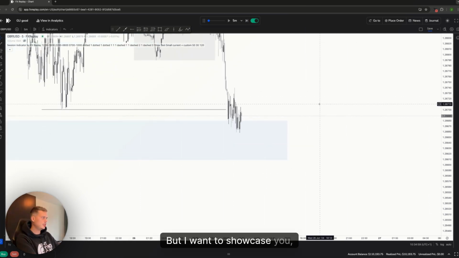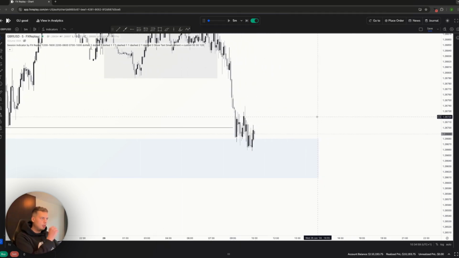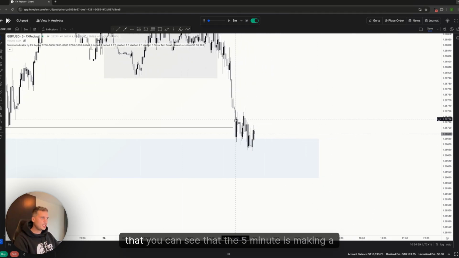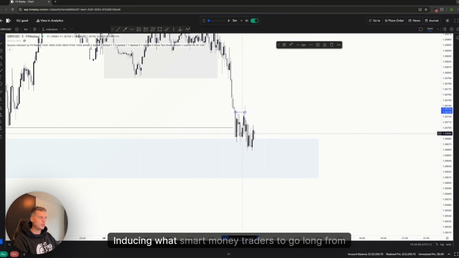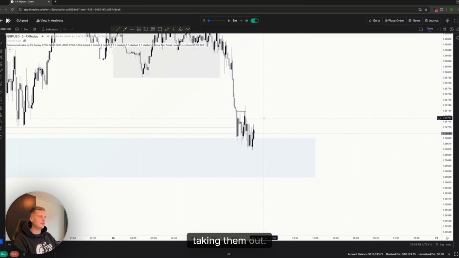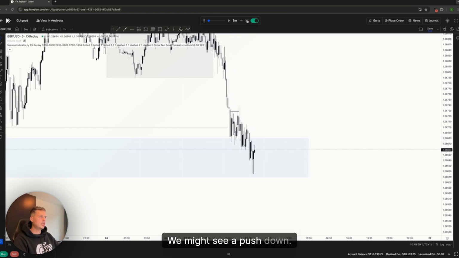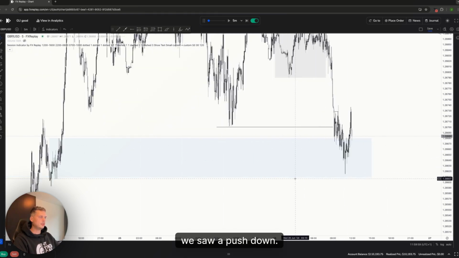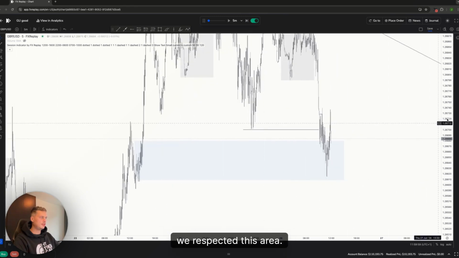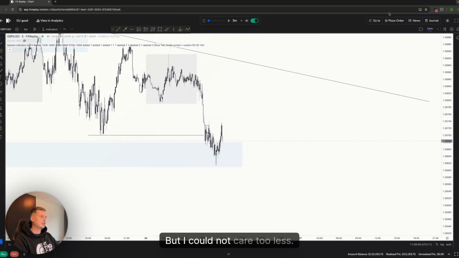But I want to showcase, sorry, that you can see that the 5 minute is making a low, a lower high, a lower low, and then breaking bullish, inducing what? Smart money traders to go long from this area, taking them out. We might see a push down. Well, we saw a push down. We respected this area, but I could not care less.